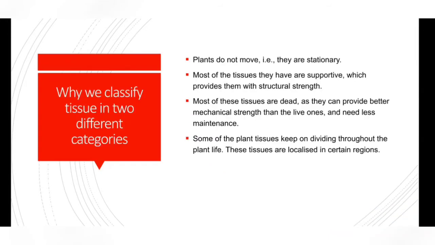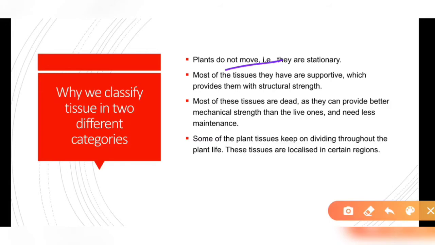Why? Let's learn. Plants do not move, they cannot do locomotion, they are stationary, they remain at one place. But animals need different kinds of tissues so that they can move from here to there, in search of food, in search of jobs, in search of home or anything. We need to move from one place to another. Plants have no need to move, they are stationary, so their tissue must be different from animal tissue.